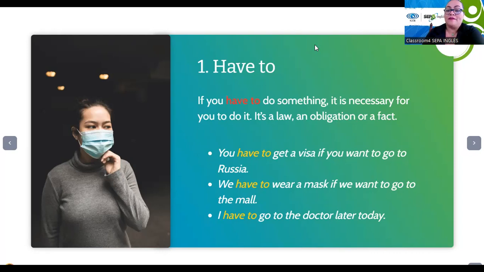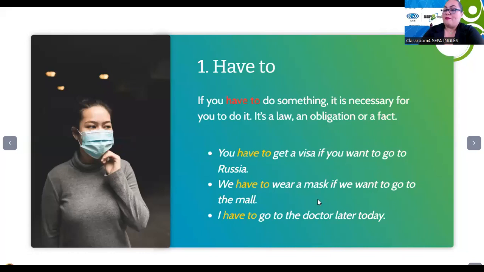Then we have to wear a mask if we want to go to the mall. If you don't wear a mask, you don't go to the mall because you're not going to be admitted at the entrance, okay? You know about the pandemic, all the time we had to wear a mask, for everybody, everyone, everywhere. You had to wear a mask because it was a kind of mandatory situation and a law that we had to follow because of the situation of the pandemic.